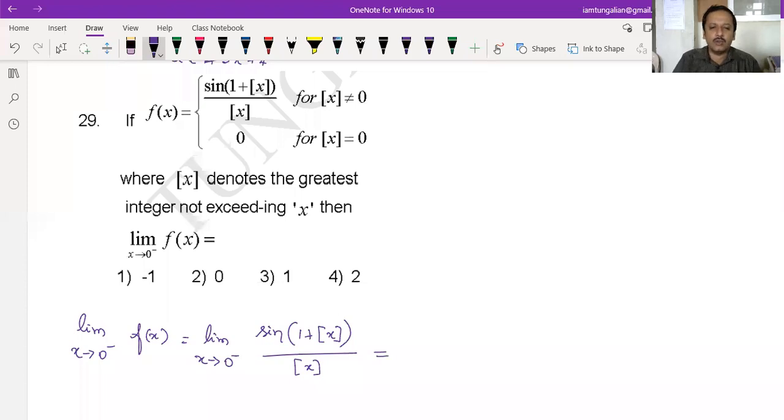Now x is approaching 0 from the left side, which means x is very close to 0 but less than 0. So I can take x as say minus 0.1. If I take x as minus 0.1, then what happens? The greatest integer of minus 0.1 will be equal to minus 1. 1 minus 1 is 0, so sine 0 in the numerator. Denominator, the greatest integer of minus 0.1 is minus 1. Sine 0 is 0, and 0 divided by minus 1 will be equal to 0. That's all. We are just asked to find the left hand limit, and the left hand limit is 0.